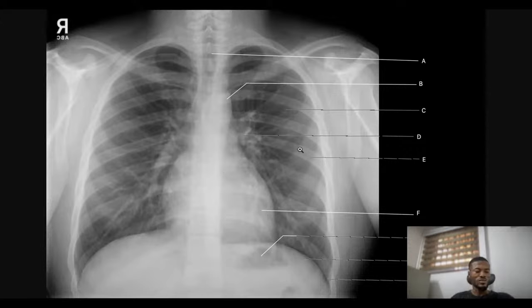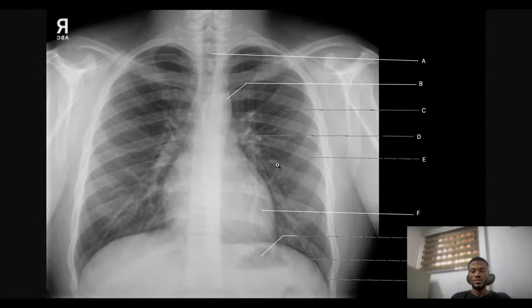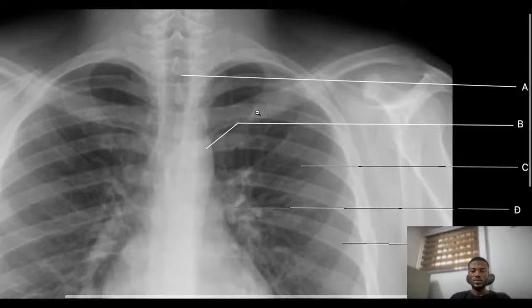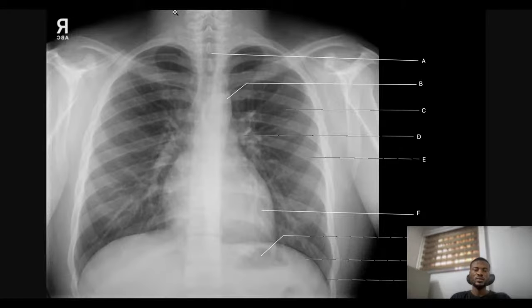Somebody should send a message whether you see the cursor or not. That search, I don't know. All right, you can see. Good.